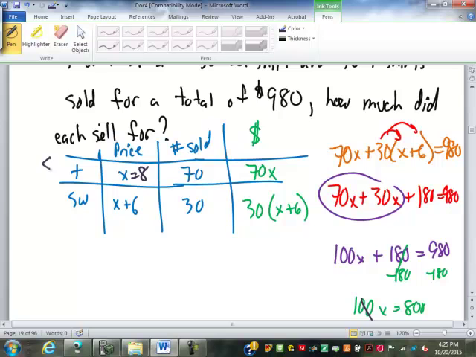x is 8. That's the cost of the t-shirts. 8 plus 6 is 14. That's the cost of the sweatshirts. And it is our break time. It is 4:25. Let's come back at 4:35.